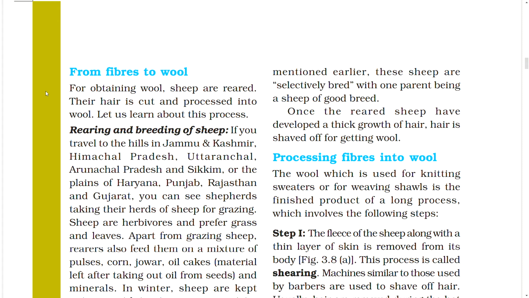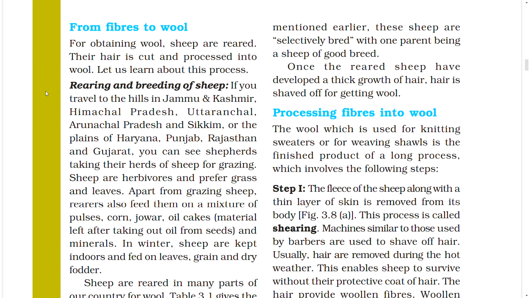From fibers to wool. For obtaining wool, sheep are reared. Their hair is cut and processed into wool. Let us learn about this process. Rearing and breeding of sheep.